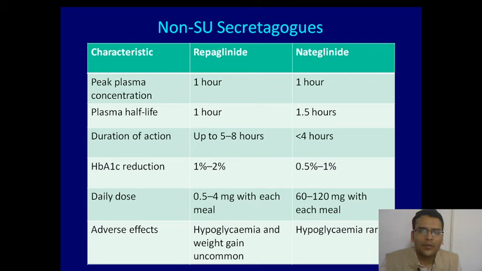What is important is that repaglinide can be used in patients with renal dysfunction as well. So adverse effects will be common. As with sulfonylureas, you could have hypoglycemia and weight gain. HbA1c reduction can vary between 0.5 to 2%, and duration of action with repaglinide is up to 5 to 8 hours, while nateglinide is even shorter acting. The duration of action is less than 4 hours.